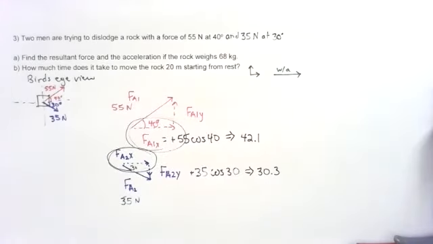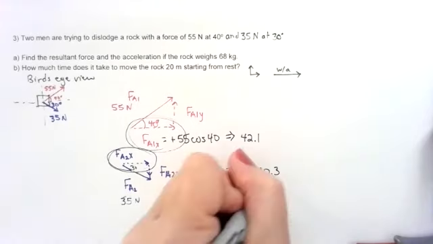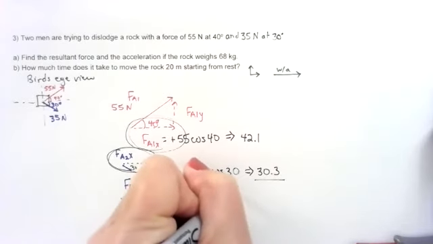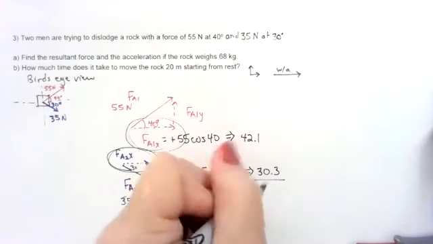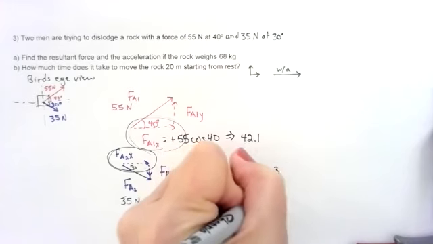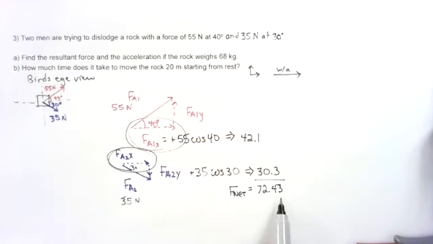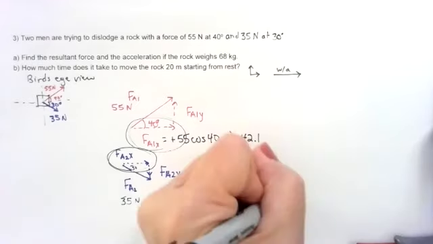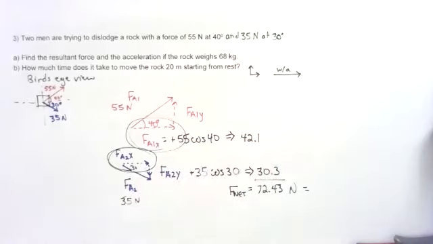So we've got 35 cosine 30 is going to be 30.3. I'm going to add these up to get my net force. And when I add those up, I'm going to have 72.43. Remember, I should have carried out an extra digit here. Carry out extra digits and then round at the end. So this is my net force, and that's going to be equal to the mass of my rock.